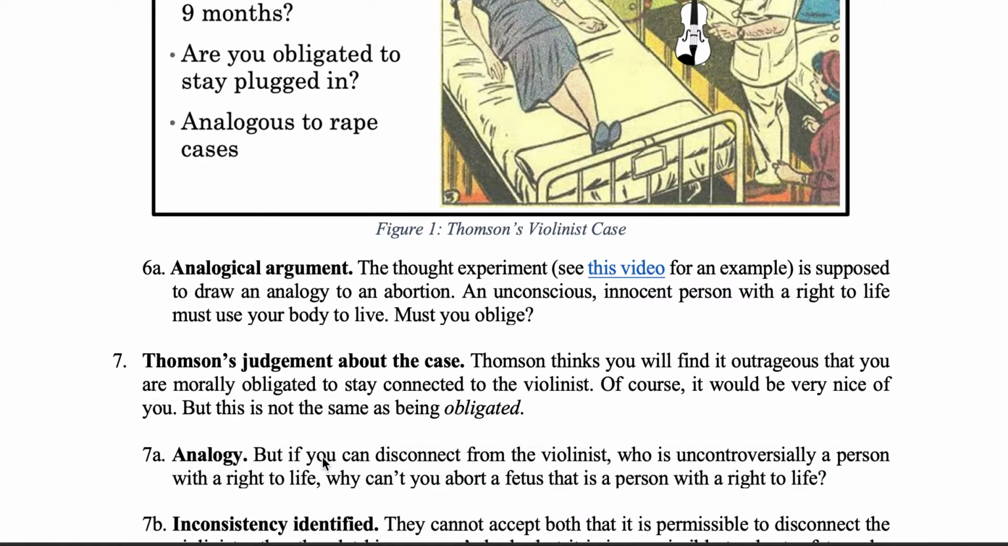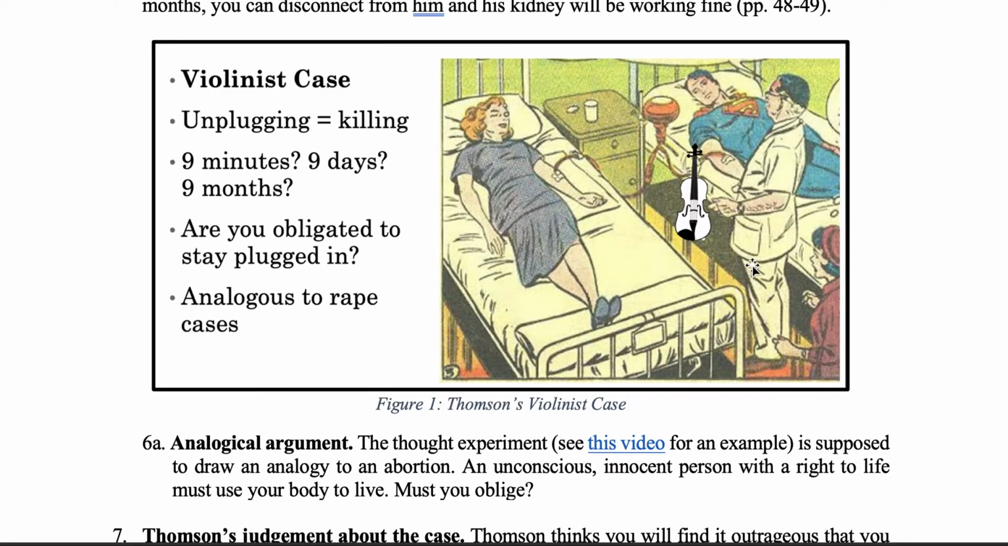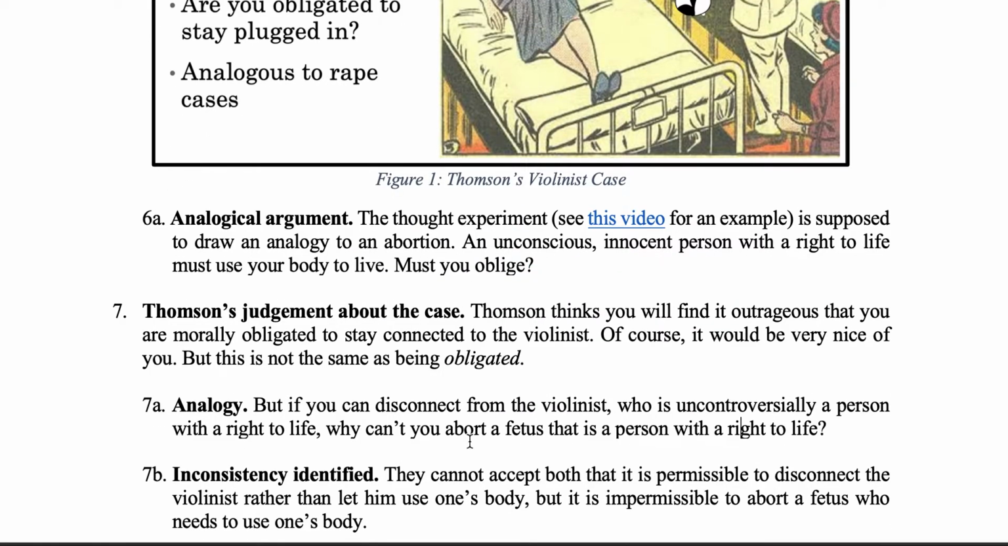And because it's analogous to these other cases, it's like, if you think you can disconnect from the violinist, who is, by stipulation, a person with a right to life, why can't you abort a fetus that's a person with a right to life? So basically she's saying, you have to make both judgments here. If you think you cannot abort a fetus, then you'd have to say you can't unplug from this situation. You're obligated to stay plugged in for 9 months. Because there's no relevant difference, right? You cannot accept both that it's permissible to disconnect the violinist rather than let him use your body for 9 months, but it's impermissible or wrong to abort a fetus who needs your body. You can't accept one and deny the other. You have to have the same response for both cases, she thinks.